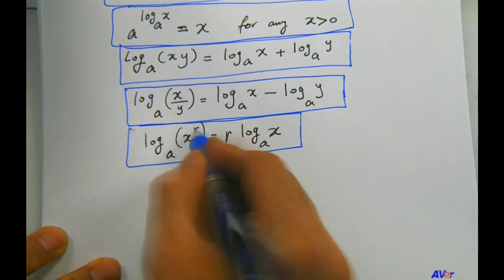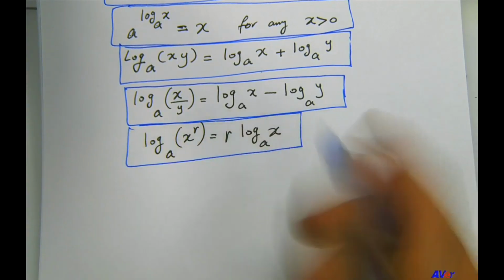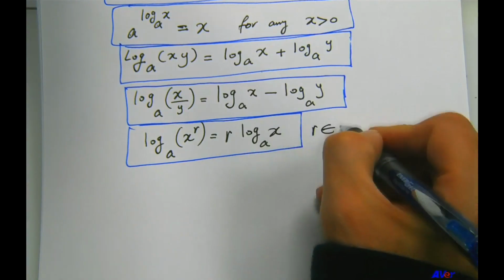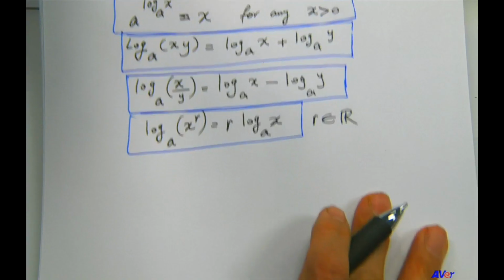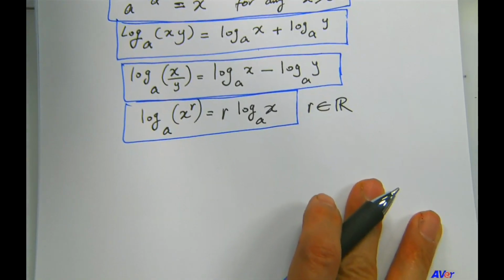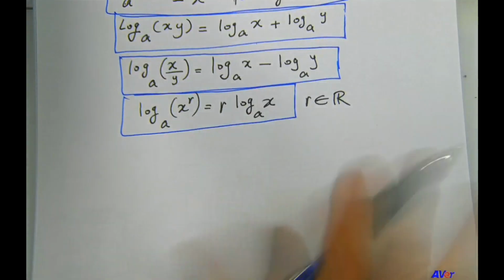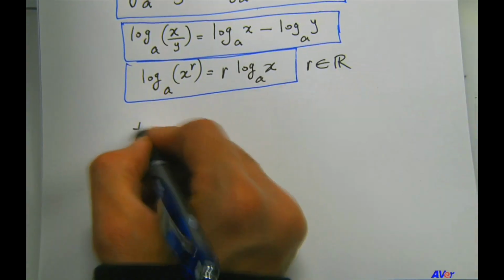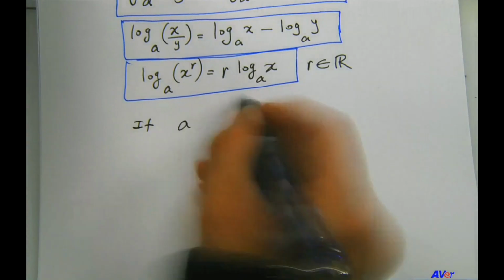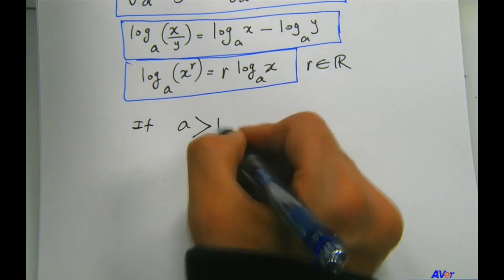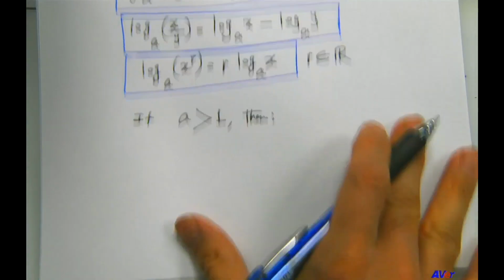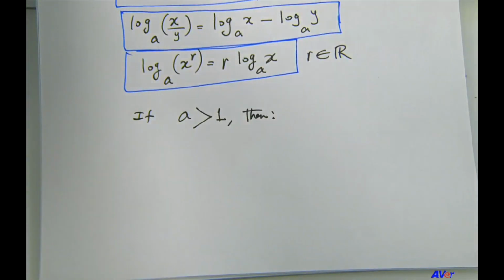And this r can be anything, any real number. Okay, so we can actually mention that here. So what else? Let's add a few properties to this. If the base, as we mentioned, is greater than 1, then this is what we can say. This is now bringing back the limits.